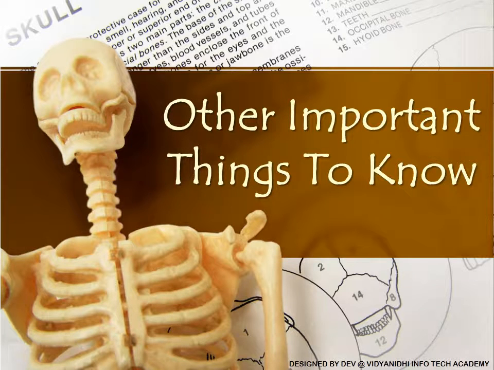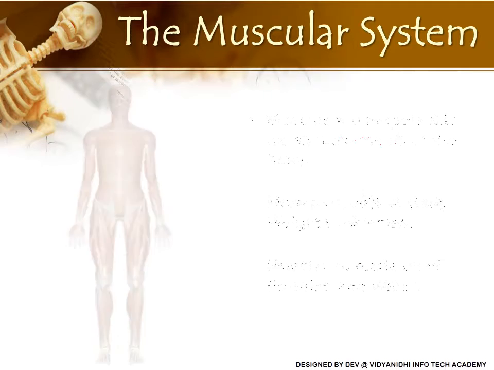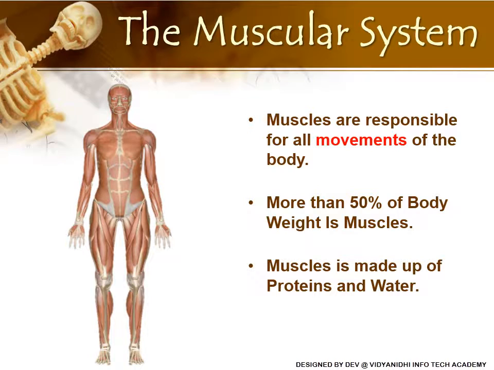These are some other interesting and important things that I think you would like to know. This is your muscular system. The muscles are responsible for all movement of the body. More than 50% of your body weight is just muscles. Muscles are made up of proteins and water.